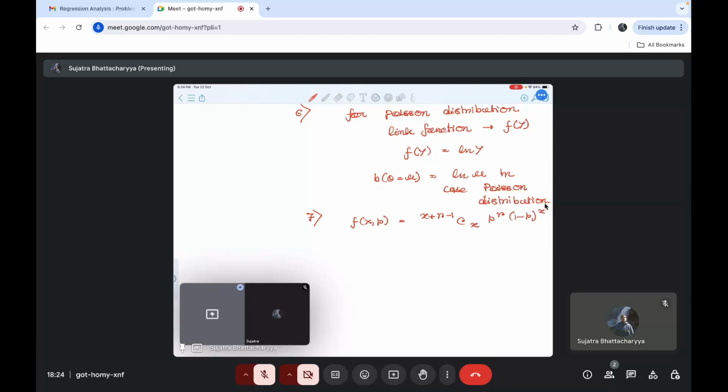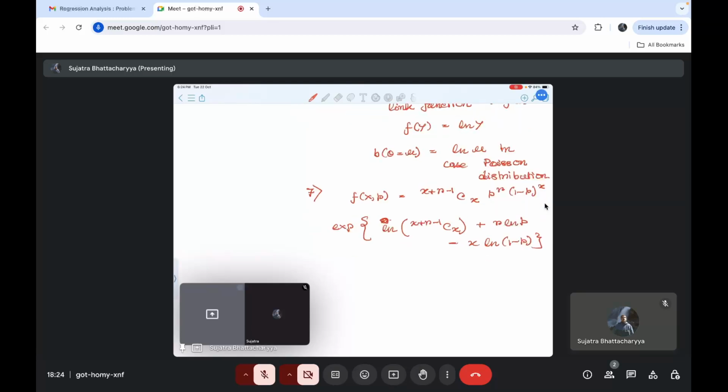Right. So just reduce it into the exponential function. So it becomes log of (x plus r minus 1 choose x) plus r log p plus x log(1 minus p). Okay, so we can write them as you can see. Now here your x, so a of x is x. So you can write your b of p, that is the natural parameter, as log of 1 minus p. You can write it like this.